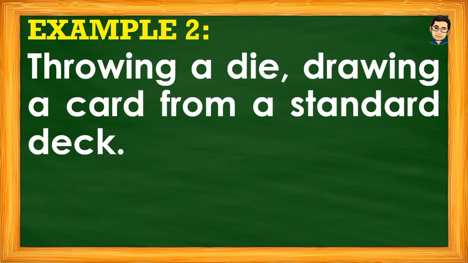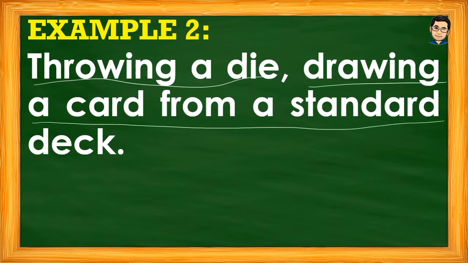So for example number 2, throwing a die, drawing a card from a standard deck. Okay, so yung ating first event is throwing a die. And then the second one is drawing a card from a standard deck. So, yung pag-throw po ng die, tsaka yung pagbunot ng isang baraha then sa standard deck ng 52 cards ay magkaiba. So, ibig sabihin po, hindi po nakaka-apekto yung result ng pag-throw natin ng die dun sa pag-draw or pagbunot natin ng card dun sa deck. Okay.